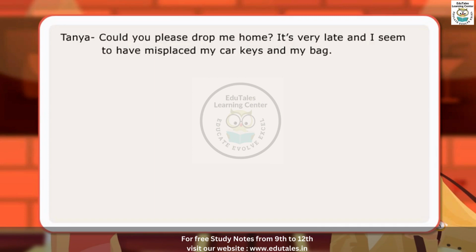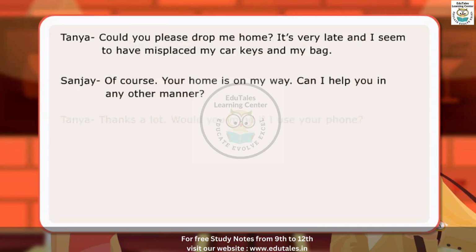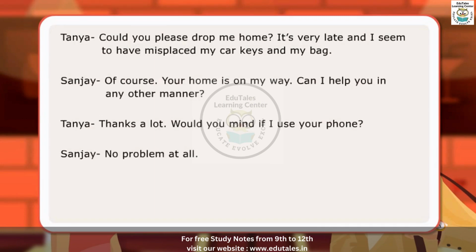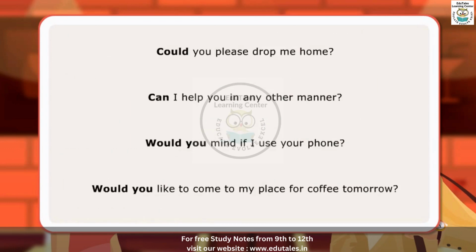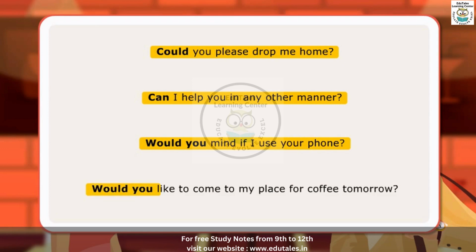In the dialogues, Sanjay and Tanya have used can, could and would you to make a request or offer, to ask for permission and for invitation. Here are examples of sentences with can, could and would you. Could you please drop me home? Can I help you in any other manner? Would you mind if I use your phone? Would you like to come to my place for coffee tomorrow?